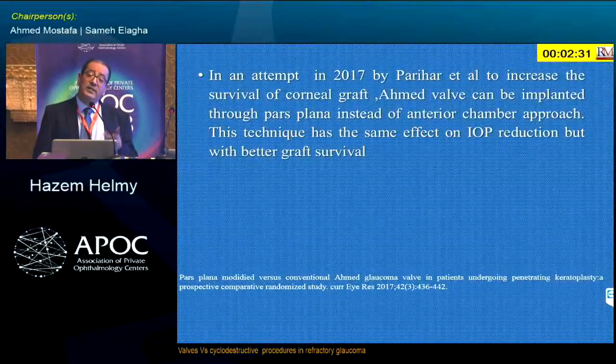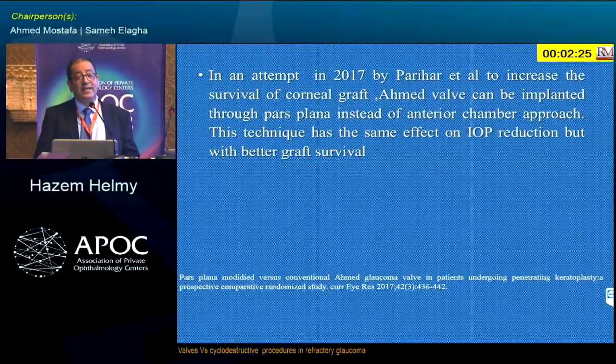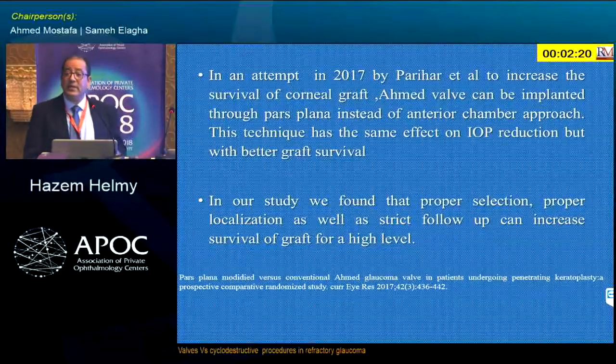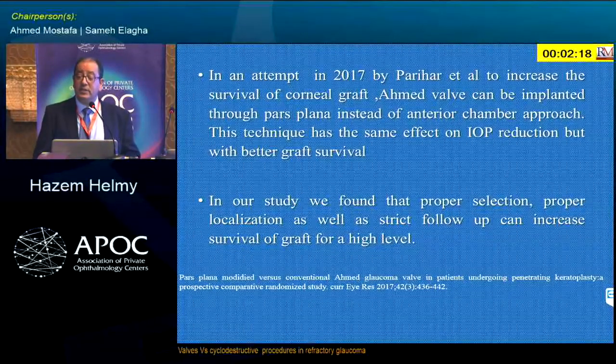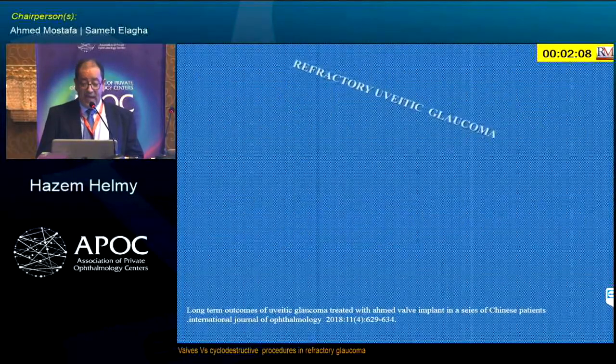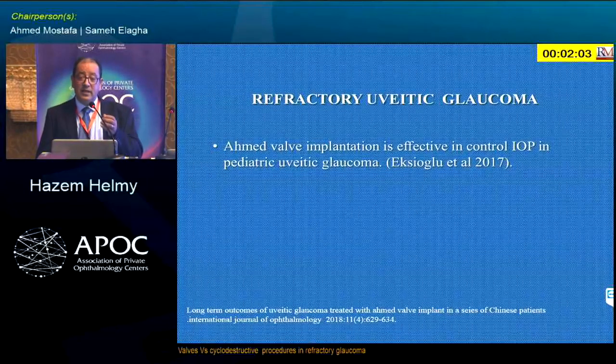وفي ناس قالت ان انت لو حطيت الفالف بارس بلانا احسن ما تحطه انتيريور، مش هيأثر على النتيجه بتاع الانتراوكيولار بريشر كنترول، لكن هيحسن لك الجرافت سرفايفل. في حالاتنا لقينا ان انت لو عملت بروبر بوزيشننج للتيوب وحطيتها في البلين الصح زي ما هقول في خطوات بسيطه، وضمنت ان انت تقلل الاندوثيليال تاتش، انا اعتقد ان السرفايفل ريت هيبقى احسن، خصوصا لو الحاله ما فيهاش ريجكشن للديزيز الاصلي.